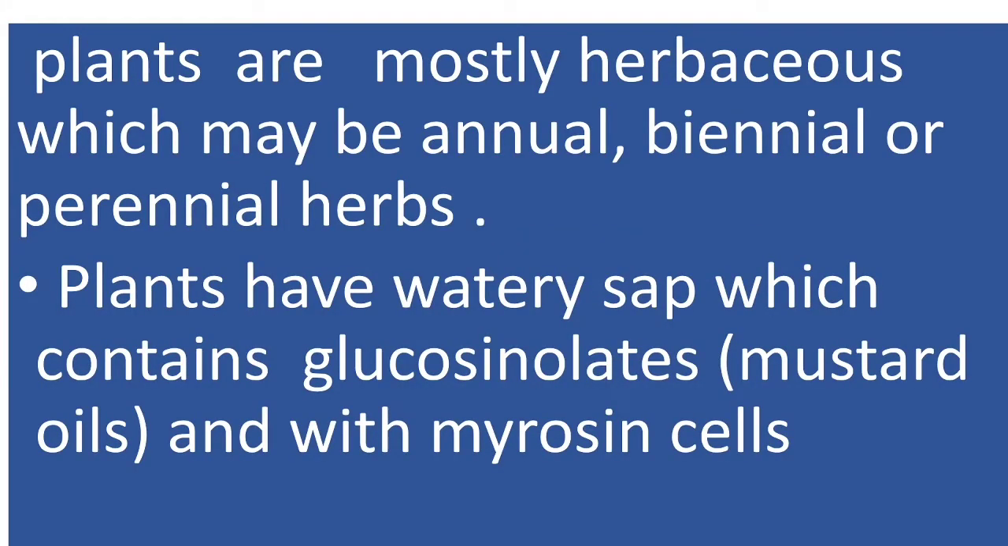Plants are mostly herbaceous, which may be annual, biennial, or perennial herbs. Plants have watery sap, which contains glucosinolates, which is mustard oil, and myrosin cells. So these are the peculiar features: myrosin cells and presence of glucosinolates. And there was one question in government degree college examination relating to the myrosin cells.